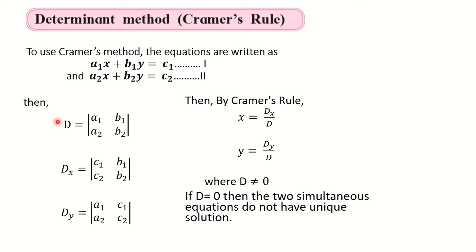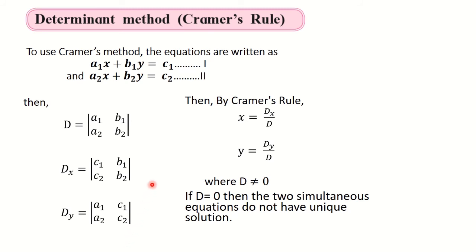For writing determinant D, you will see only the left hand side of these equations. From the first equation, a1 and b1 you will write in the first row. From the second equation, a2 and b2 you will write in the second row. So this is D. Afterwards, to write Dx, you have to see the right hand side. This c1 and c2 you will write as the first column for Dx, and for Dy this c1 and c2 will appear as the second column.